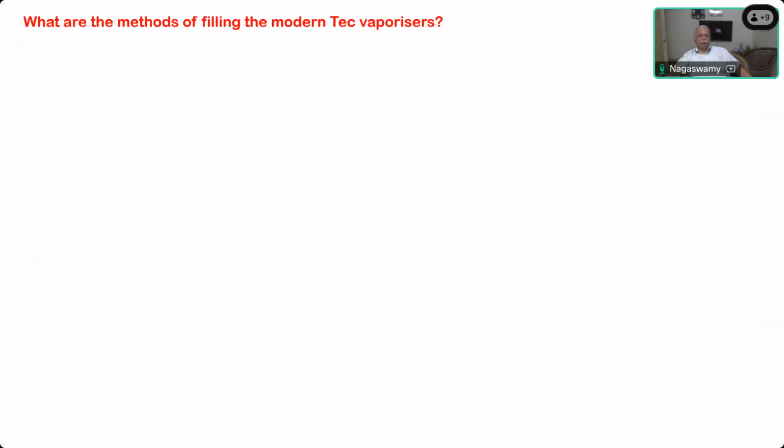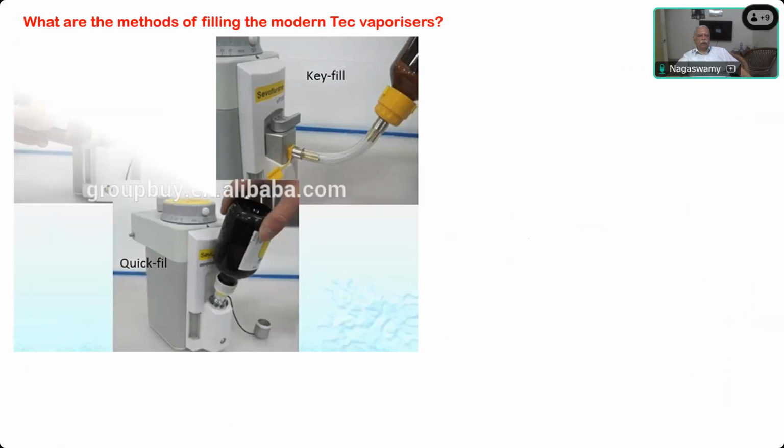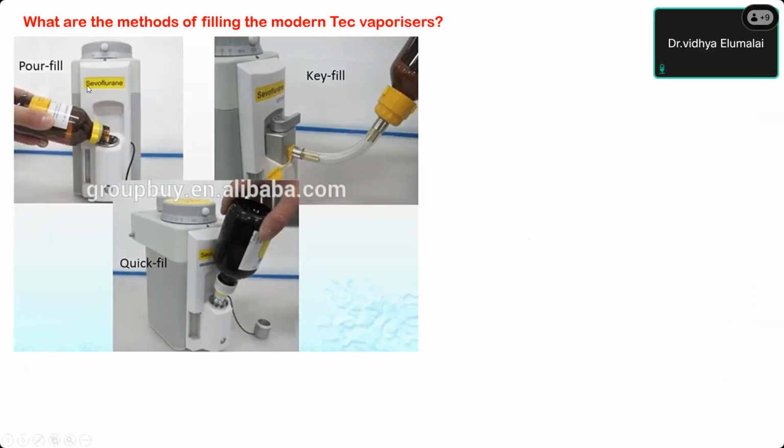Then what are the methods of filling the modern Tec vaporizers? What are the different methods by which you can fill the liquid into the vaporizer? This is called the pour fill. You just remove the stopper there and then directly pour the liquid into the vaporizer. That is called the pour fill.